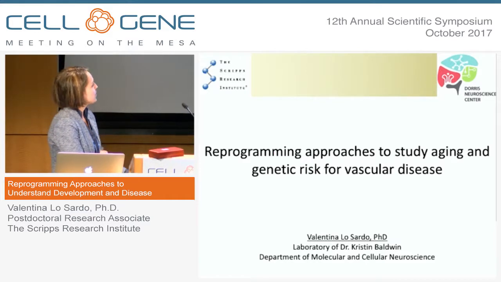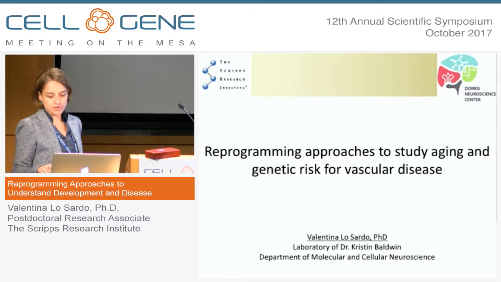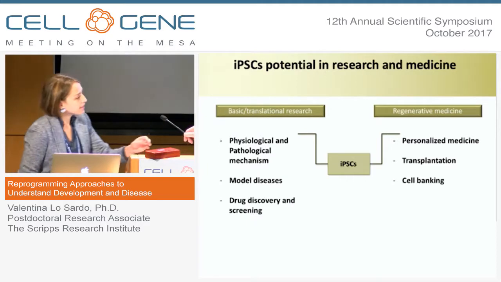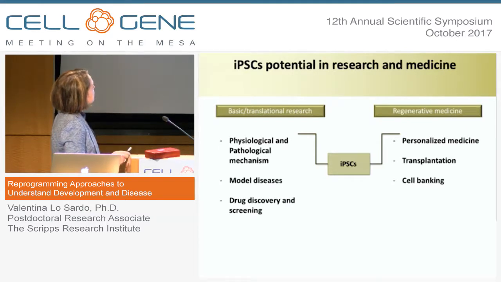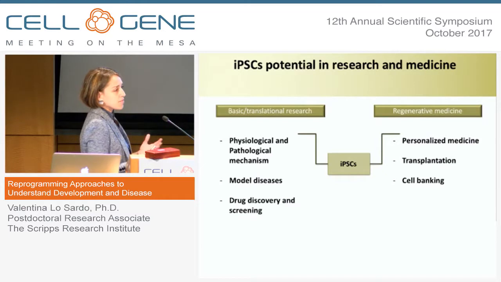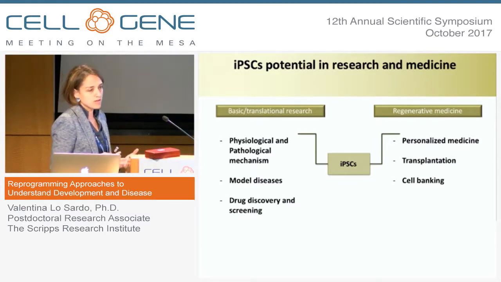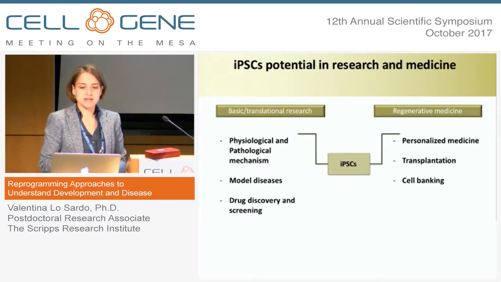Today I want to talk to you about reprogramming approaches to study aging and genetic risk for vascular disease. This is probably a very simple slide that shows you two big areas of interest in using iPSC. On one side, we have basic and translational research, so we can study physiological and pathological mechanisms, doing disease modeling and probably drug discovery. On the other hand, we have, of course, regenerative medicine. So iPSC can be used for transplantation, personalized medicine, and cell banking.